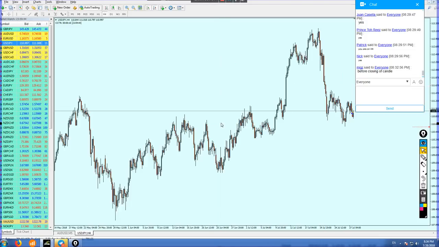I don't know also what we can talk about support and resistance here. Guys, what are the questions you have in your mind about support and resistance that we can cover here?